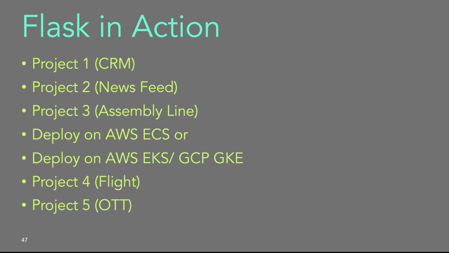Then I will deploy one of these projects either on ECS, AWS ECS, or AWS EKS, or GCP Google Kubernetes Engine. So it can be either AWS's Elastic Container Service or Elastic Kubernetes Service or Google Cloud's Google Kubernetes Engine. For project 4 and project 5, I will give you the exercise. I'll give you the data and how to load that data, and then you'll have to implement these 2 use cases using APIs. So let's dive in.